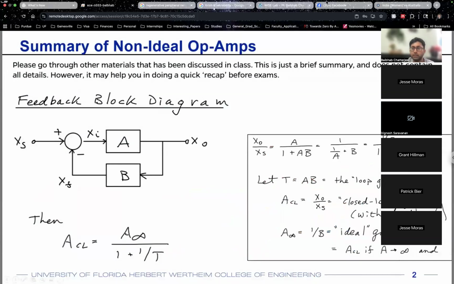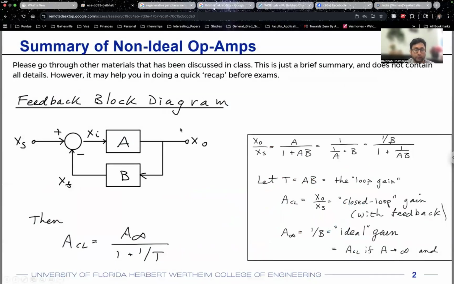Okay, so it basically says how you're going to use the concept of feedback, the concept of loop gain and ideal gains and so on. So your feedback equation was A divided by 1 plus A beta, which is equal to 1 over beta divided by 1 plus 1 over T, where T equal to A beta is the loop gain. And you can find out your closed loop gain and your ideal scenario for the closed loop gain, which is equal to 1 over beta if your A is infinitely large. So again, just a repetition of what you have learned. So A infinity divided by 1 plus 1 over T.